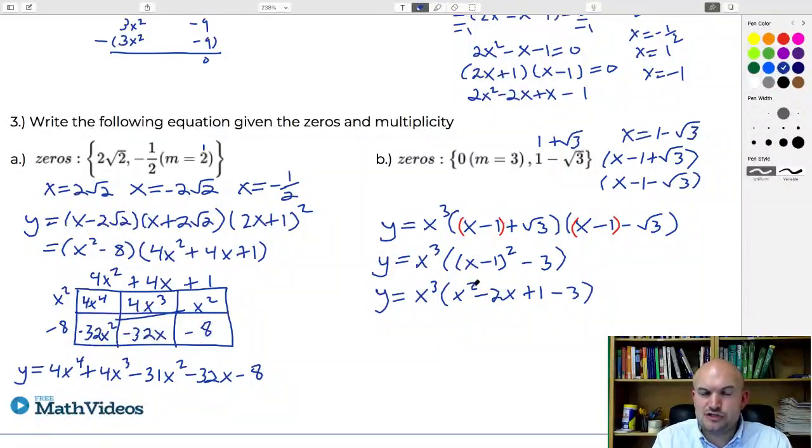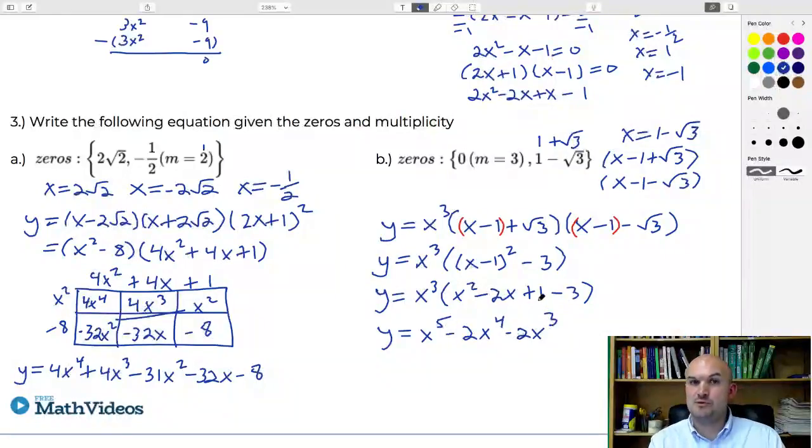And now, guys, I'm just going to distribute the x cubed and then do 1 minus 3. So I have y equals x to the 5th, and then minus 2x to the 4th, and then 1 minus 3 is negative 2. Negative 2 times x cubed is negative 2x cubed. And boom, there you go.